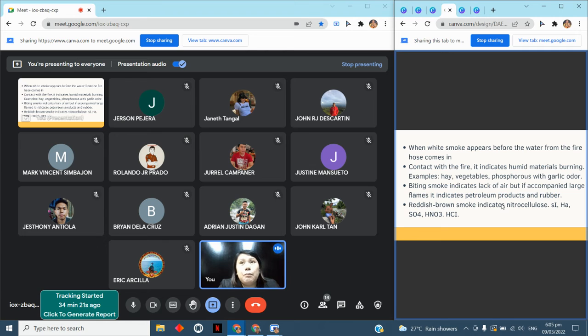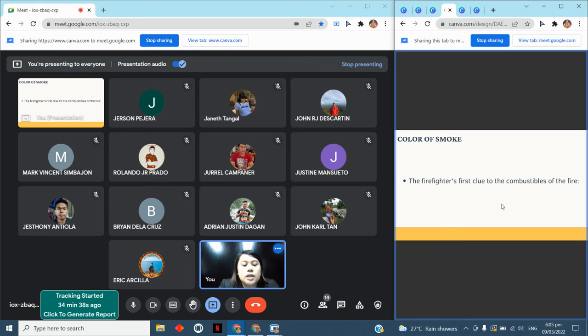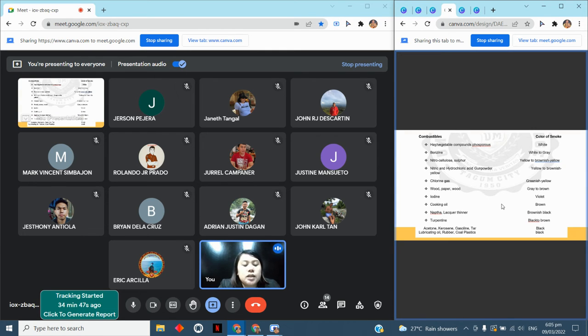No? If black kayo ang smoke, be careful of backdraft, kasi nga, it's very dangerous. No? Abrupt contact with the heat and the oxygen outside can create backdraft. If reddish brown naman, it indicates nitrocellulose. So we have here, no, the firefighters' first clue to the combustibles of the fire. So here are the types of combustibles, no, katong mga masunog, and these are the color of the smoke.